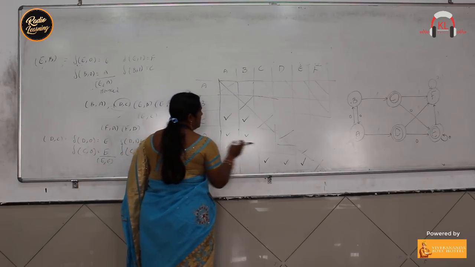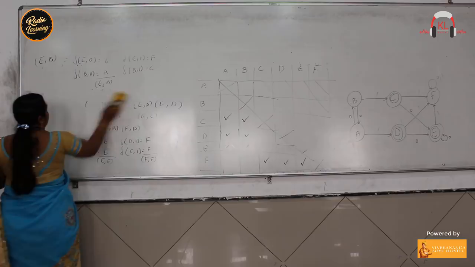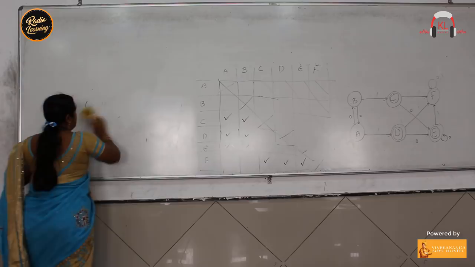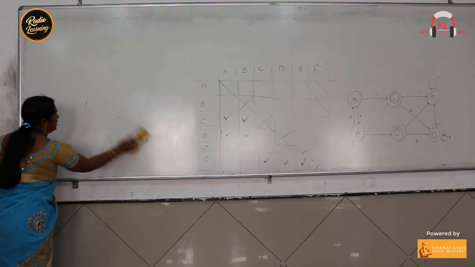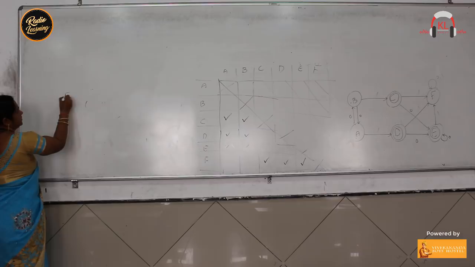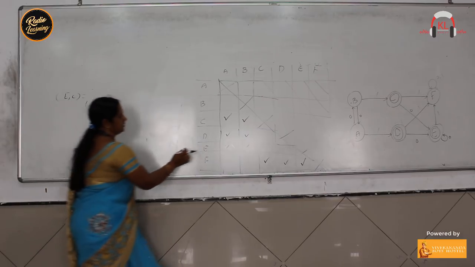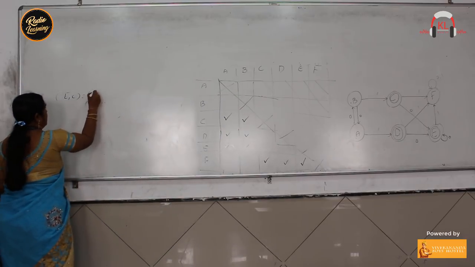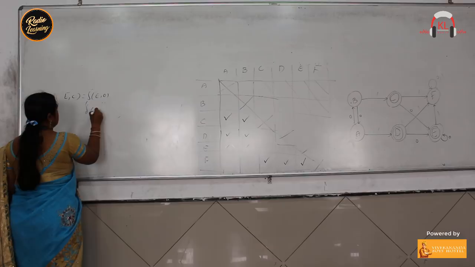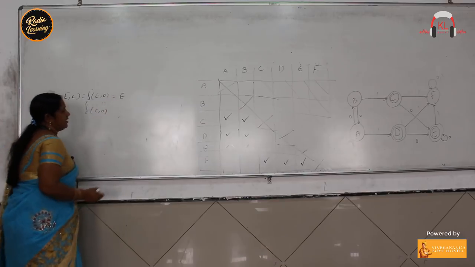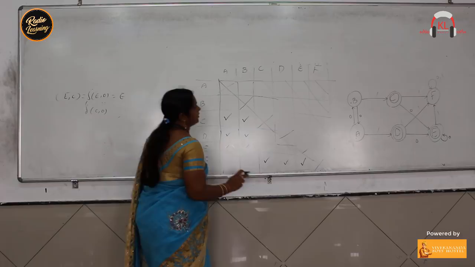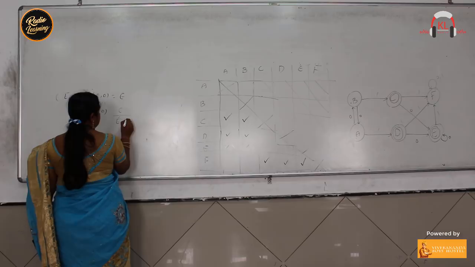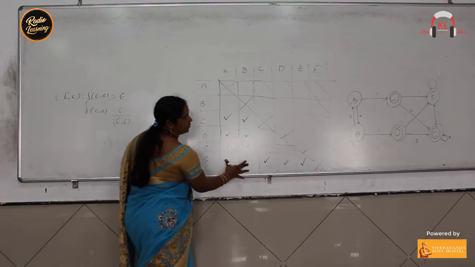What is the next pair? E comma C. Now apply the same procedure for E comma C. Here this is a cell E comma C which is not marked yet. So now apply delta E comma 0, delta C comma 0. E after reading 0 is going for E. Next C comma 0, C after reading 0 is going for E. So this E comma E, this type of pair does not exist in my table.